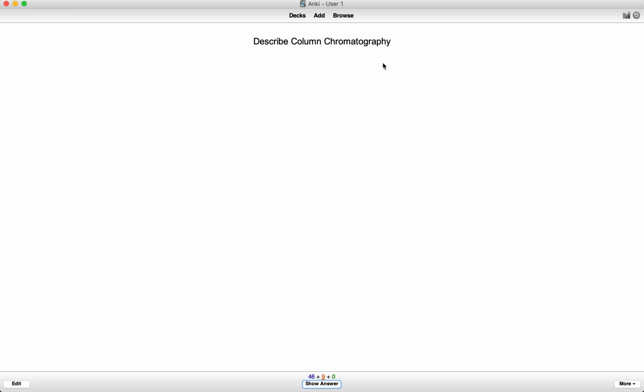Column chromatography. This is where you have a column and you have a stationary phase and a mobile phase. Molecules that have a strong affinity to the mobile phase will elute faster than molecules that have a strong affinity to the stationary phase.